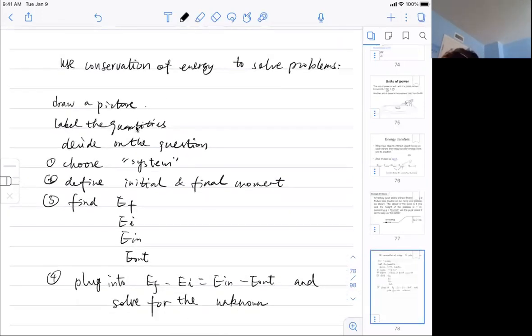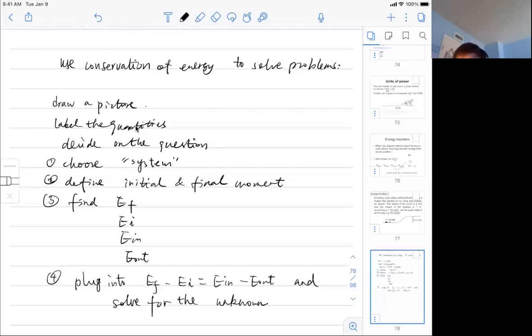And then these steps are specific for conservation of energy problems. First of all, choose a system. What system are you talking about? Is it the ramp only? Is it the puck only? Or is it puck plus Earth? Or sometimes you want to include the spring. And then define an initial and a final moment.